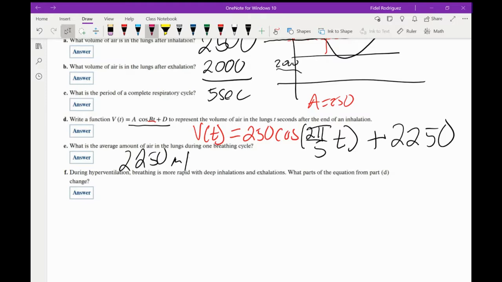Right? So the B is going to change, the period, and those ones. Those are going to change, right? Does that make sense on how you're able to figure it out?